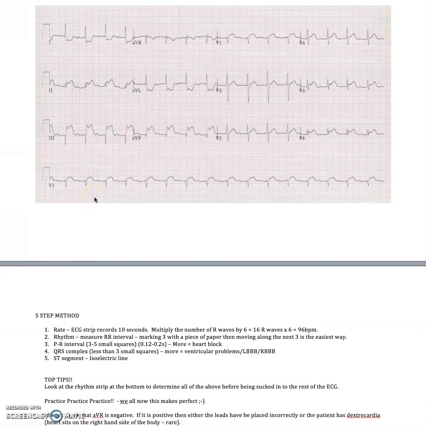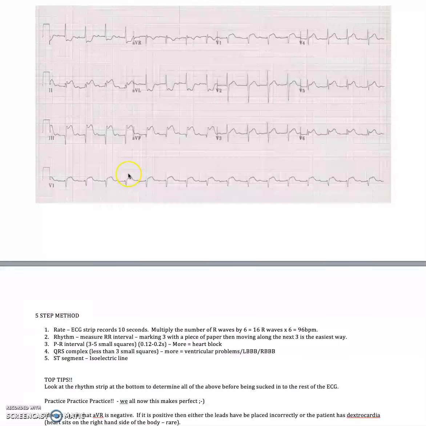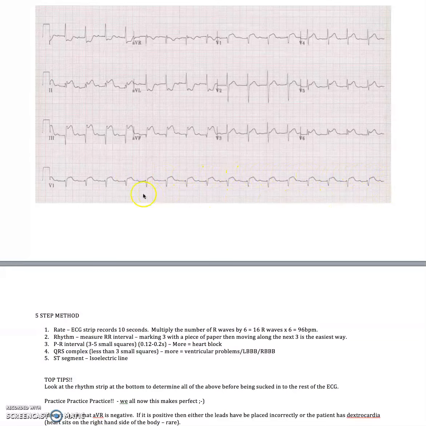Okay, so the 5-step method that I use is number 1, you calculate the rate. Okay, so we're focusing on this here and we're going to work out the rate. Now there's lots of different ways to calculate the rate of the ECG strip, and it's up to you, whatever you feel comfortable using. If you know your own way to calculate the rate, then use that. There's no one that's better than the other really.